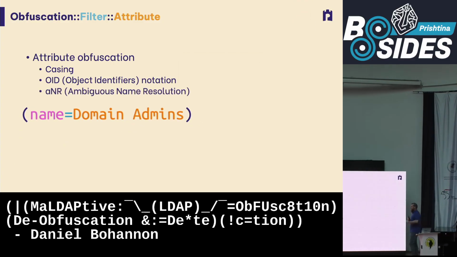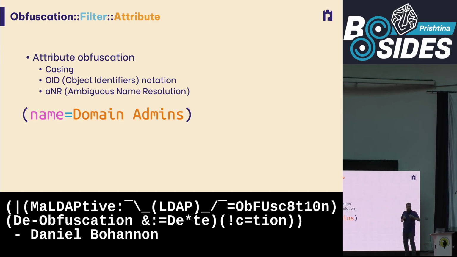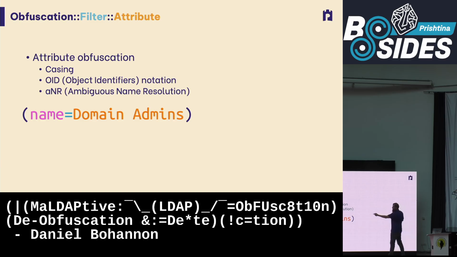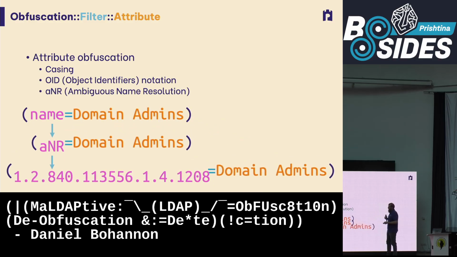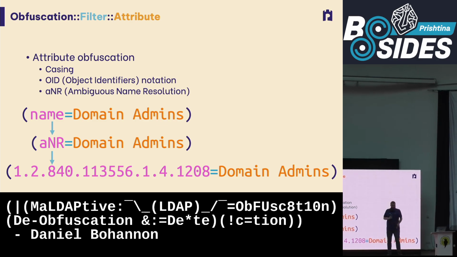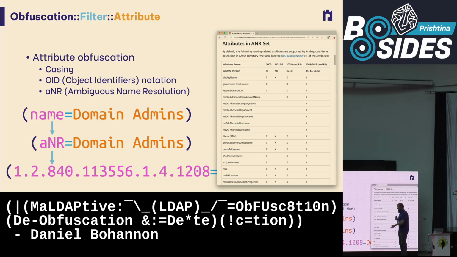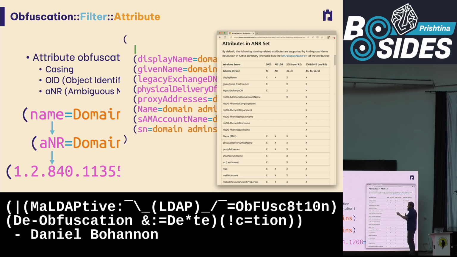Another thing is we have this feature called ambiguous name resolution. This is actually its own attribute. So if I want to look for name equals domain admins, hopefully there are some detections looking for these kinds of search filters. What we can do is, instead of calling the attribute name, call ANR, ambiguous name resolution, or even call its object ID, as well as some of the other obfuscation tricks we showed. Based on the version of Active Directory, it will take your value, in this case domain admins, and basically plug it into these different attributes.